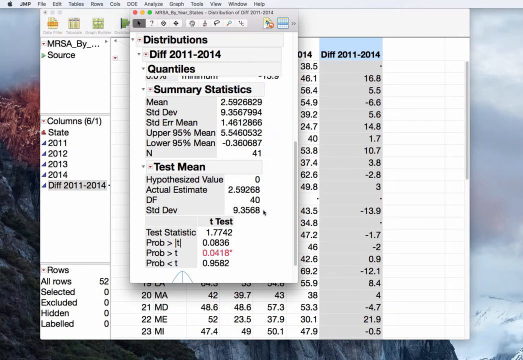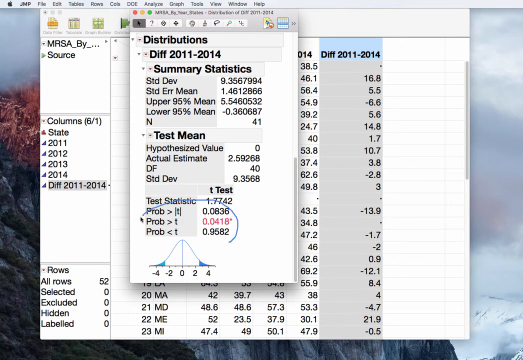We have an observed standard deviation of 9.3568. It's the same as up here. We get a t-test value of 1.77. And now we have 3 p-values to look at. These are the p-values that are associated with our alternative hypothesis.